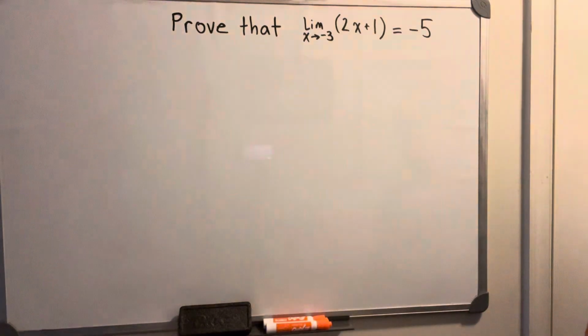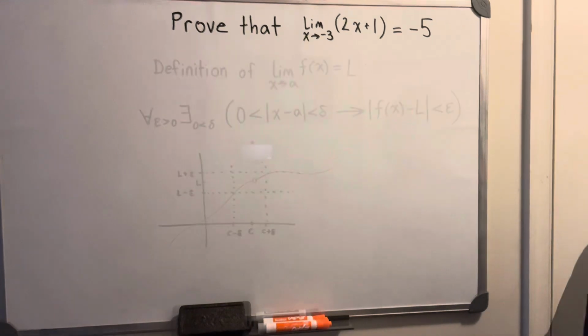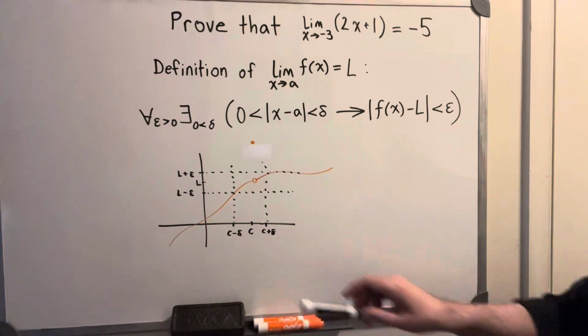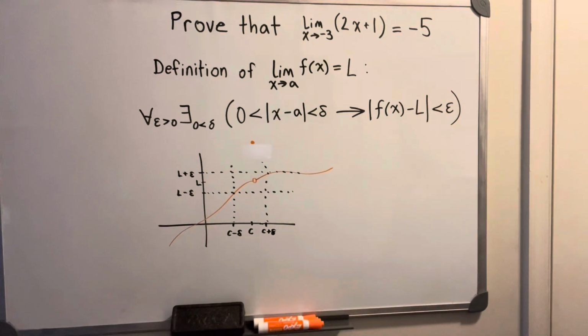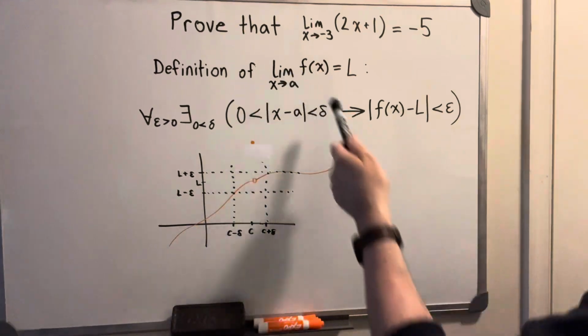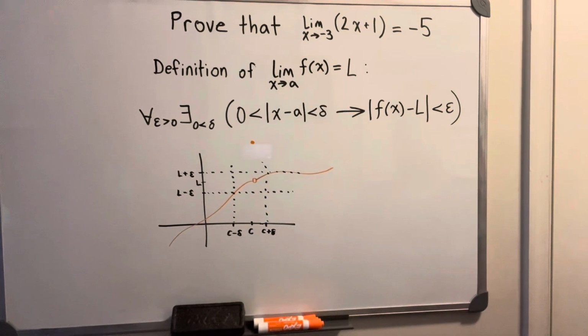This problem says prove that the limit as x approaches -3 of 2x plus 1 equals -5. Before we prove this, let's go over the definition of a given case where you say the limit as x approaches some a of some function f of x equals some value L.